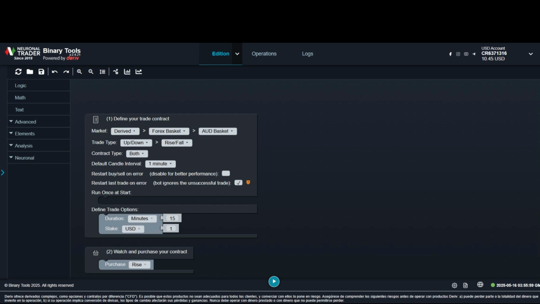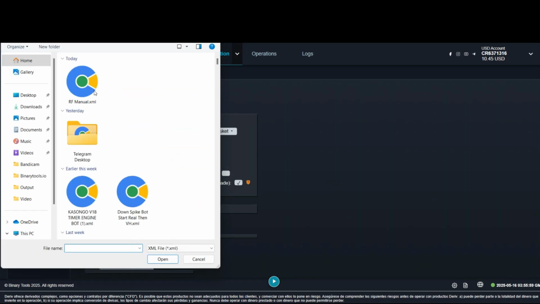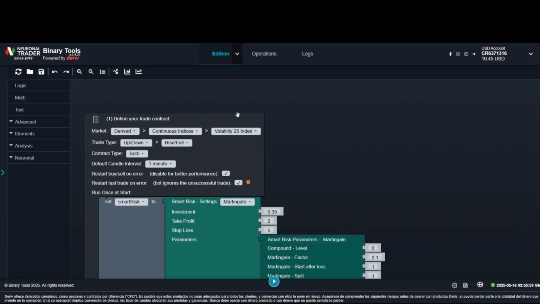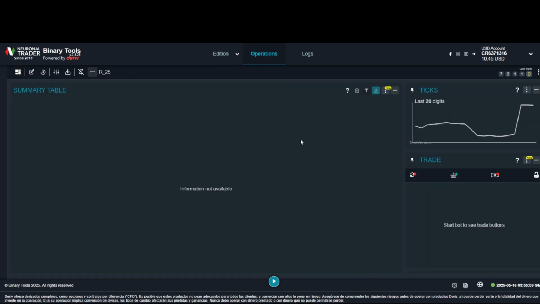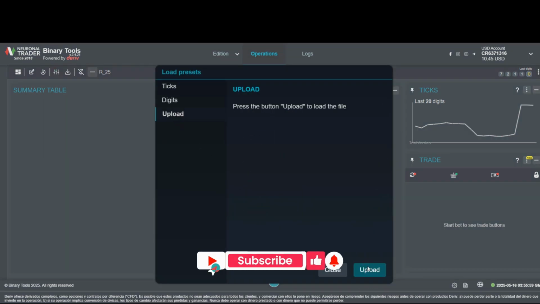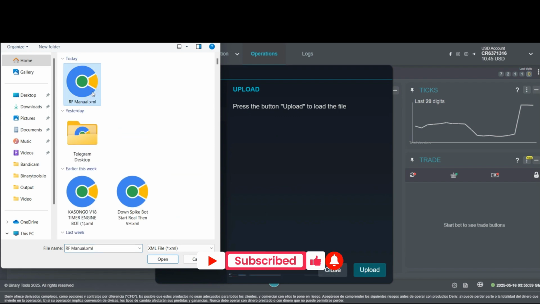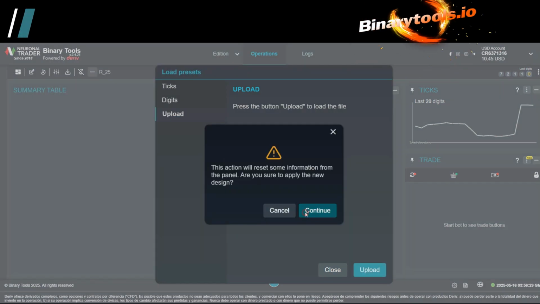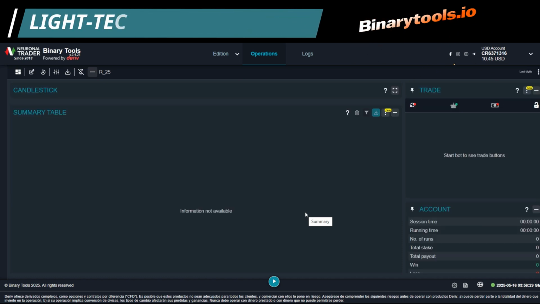So the first thing you need to do is very simple. You just need to upload the bot here. So I will upload my bot, Rise and Fall Manual. After uploading it, you will need to come to operation. In operation, you need to upload the preset, and to upload the preset is very simple. You can just come here and then click upload. You find the preset where you have saved it. For me, I have saved it here. This is the HR preset, higher low preset. So I will load it and then click continue. For you, you can just download it in the description.